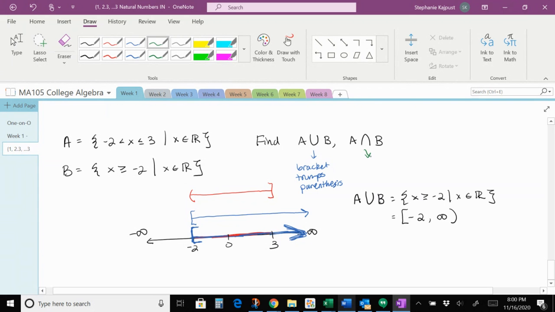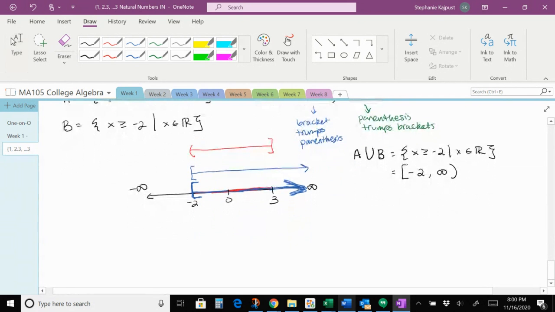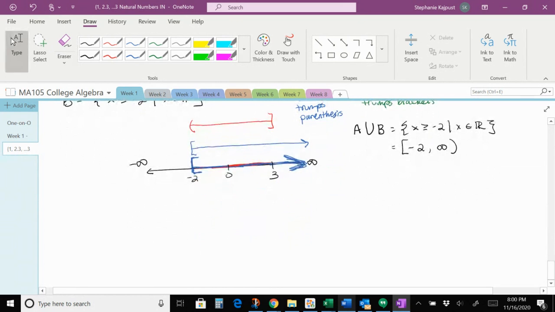Now for the intersection, it's the other way around. Parenthesis trumps brackets. So it's important to know, because if it's not included in both, it's not included in the intersection. So if I was to draw my number line to graph the intersection, they overlap basically between -2 and 3. You can see that's where the two of them are both graphed.